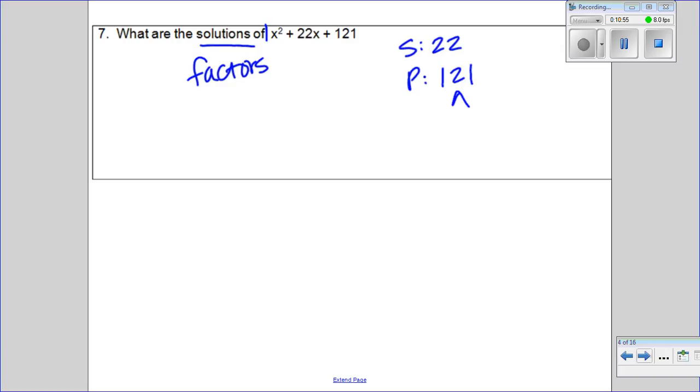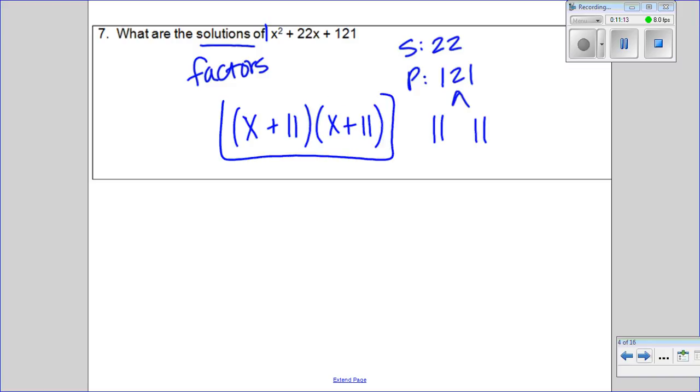So put that 121 in your calculator, y equals, to get your factors, 11 and 11. 11 times 11 is going to add up to give you 22 and multiply to give you 121. So x plus 11 times x plus 11. Those are your factors.